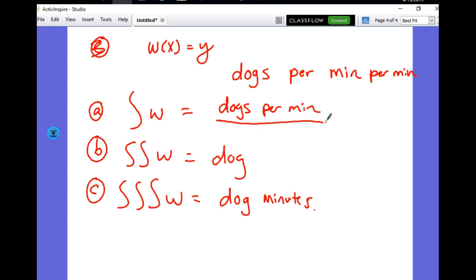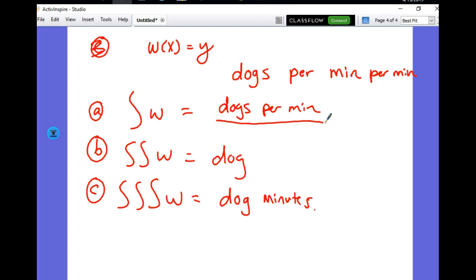So maybe they're getting 5 dogs done per minute here, but 6 dogs done per minute here because they have more workers. So the original one would be telling you how quickly the rate of change is changing. The last one, what would that tell you? Dog minutes. Multiply the number of dogs times minutes. I don't think that one has any meaning here, honestly.